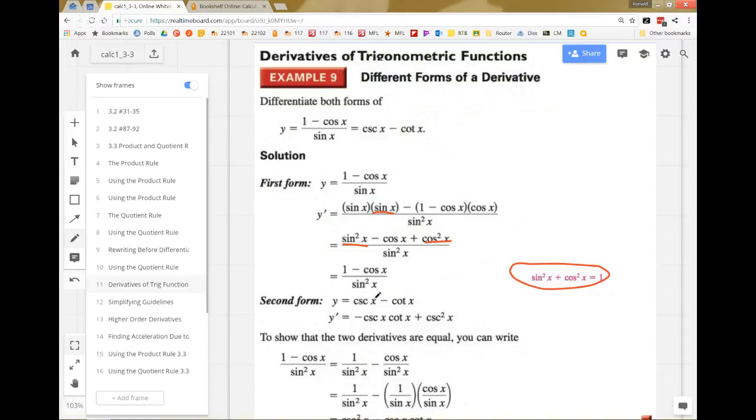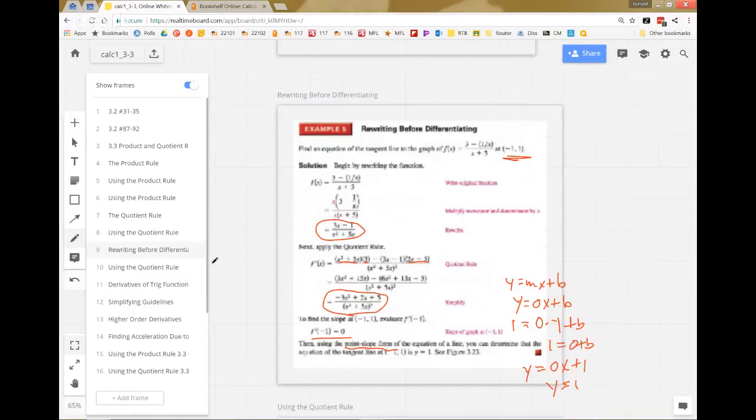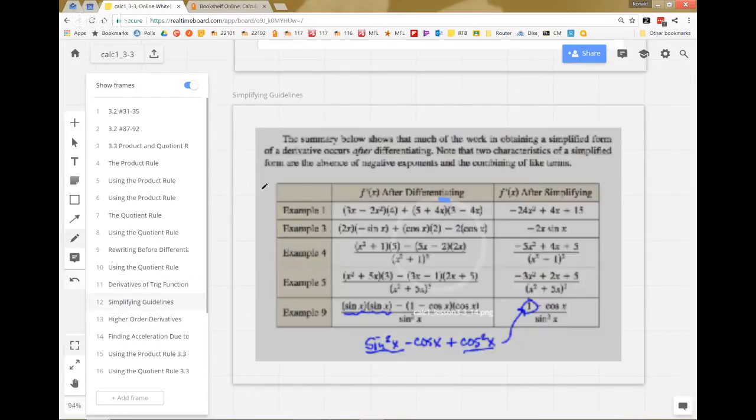So I can literally replace them, and you notice that I get a very similar looking derivative. This is what we were working on right here. Look, the derivative of 1 minus cosine over sine is 1 minus cosine over sine squared. All right, that's enough of that one. We did that already.